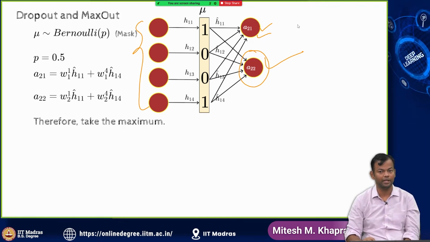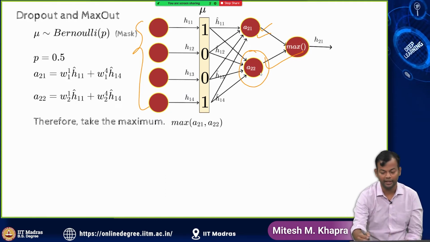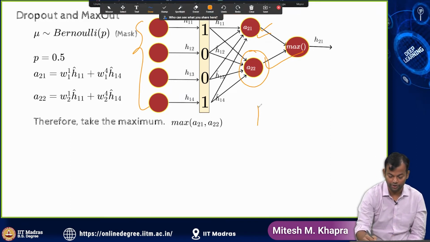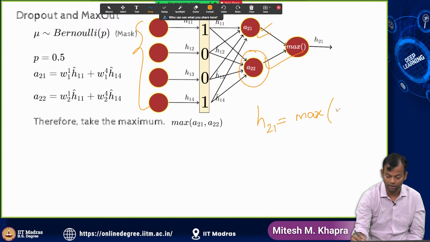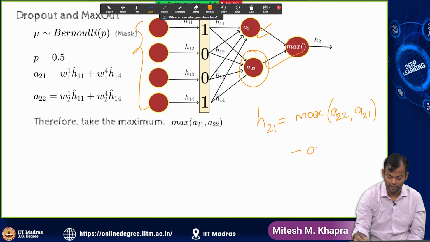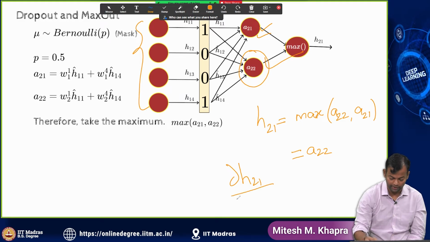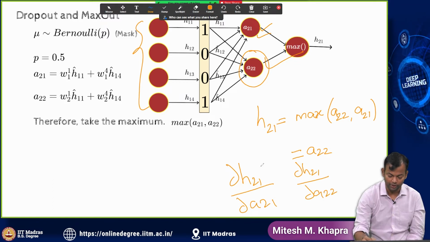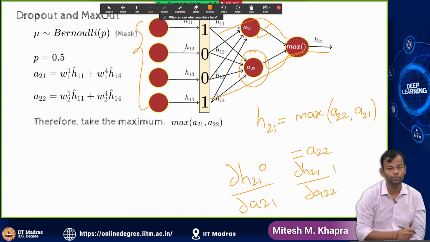training sample, right? So one way of doing that is, now I could take the max of these two. So max would turn out to be A22, right? And then when the gradients flow back, right? So now what is H21? It's the max of A22 and A21, which is equal to A22, right? So now if I take the derivative of H21 with respect to A21 and the derivative of H21 with respect to A22, then this would be 0 and this would be 1. So the gradient will only flow to this part, it will not flow to this part, right?